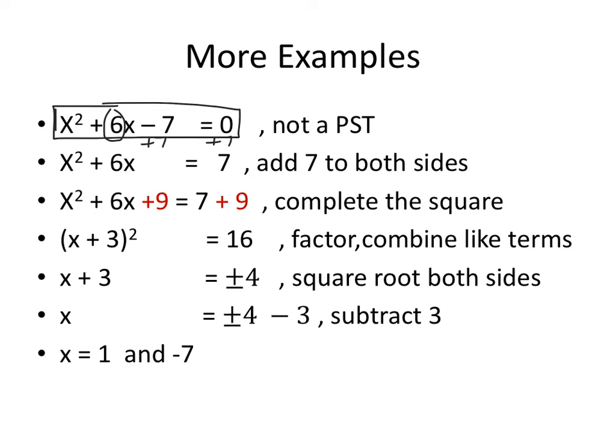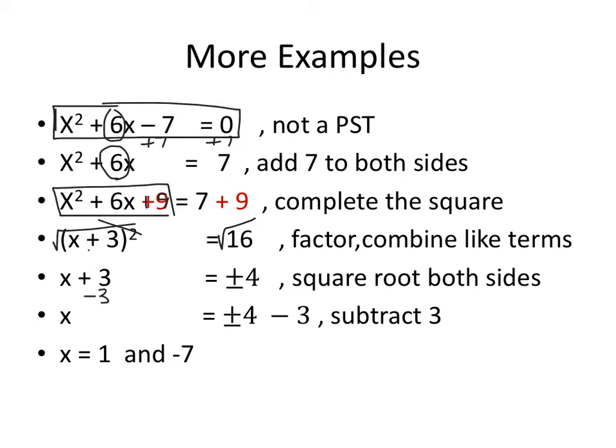I complete the square. I take half of 6, which is 3, and 3 squared is 9, and I add this to both sides. This is now a perfect square trinomial, which factors to be x plus 3 squared. 7 plus 9 is 16. Square root both sides, cancels the square root. End up with x plus 3 equals a positive and negative 4.